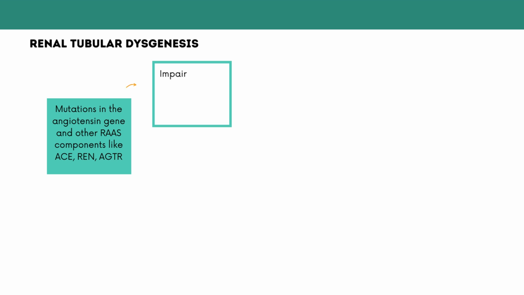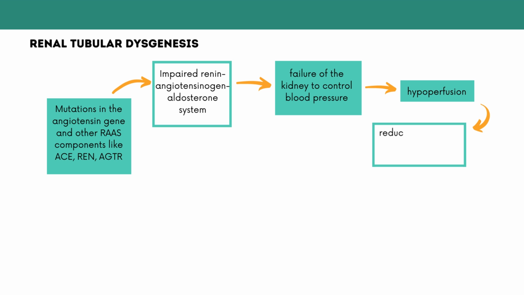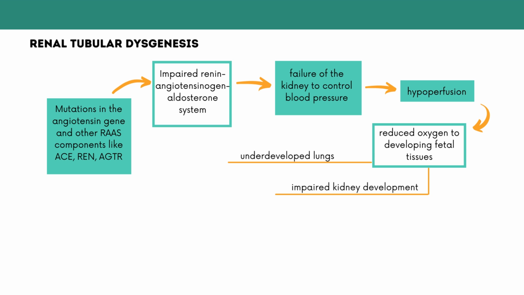Initially, mutations in the angiotensinogen gene and other RAS components like ACE gene, renin gene, and angiotensin type 1 receptor gene cause impaired renin-angiotensinogen-aldosterone system, which leads to failure of the kidney to control blood pressure. This malfunction causes hypoperfusion or low blood circulation due to persistent low blood pressure, reducing the oxygen delivered to developing fetal tissues, which leads to several debilitating effects on the fetus, including underdeveloped lungs, which contributes to fatal death due to respiratory failure, and impaired kidney development, which progresses to different effects like persistent hypotension or low blood pressure.